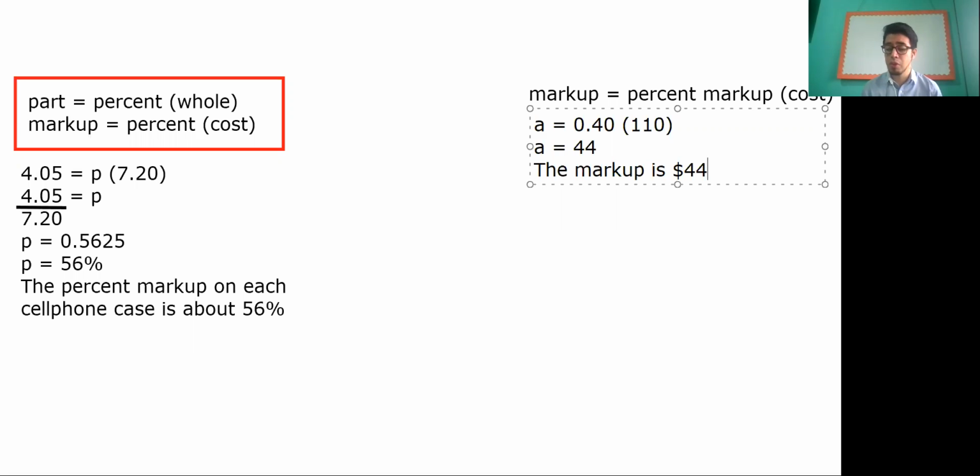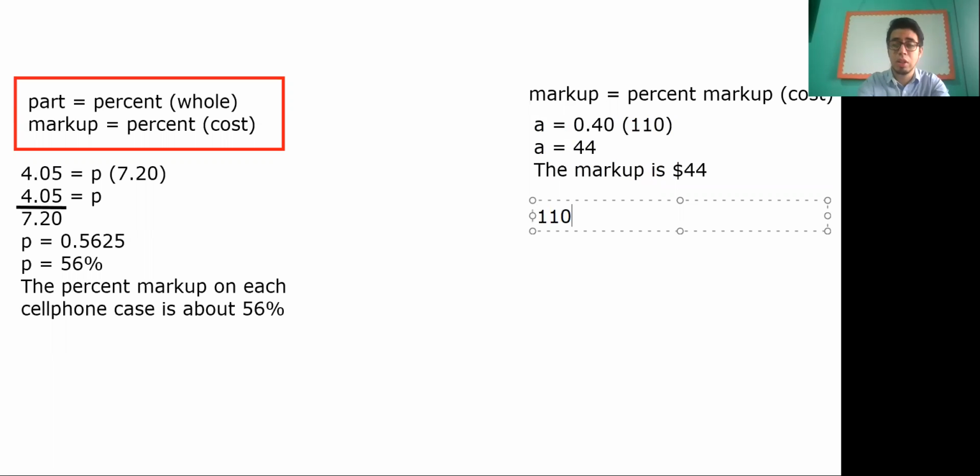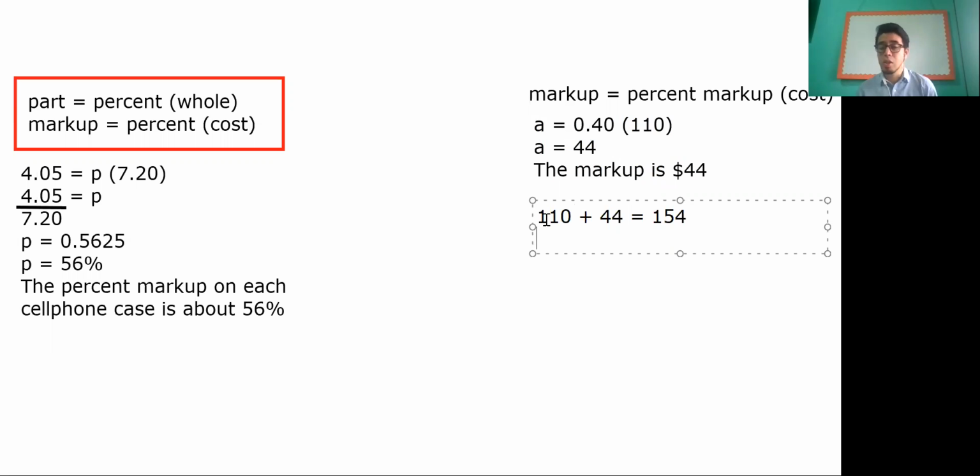So if the markup is $44, I'm going to write down here $110 plus $44 equals 154. Okay, not the markup, the original price plus the markup. So what is the selling price? The selling price is $154.